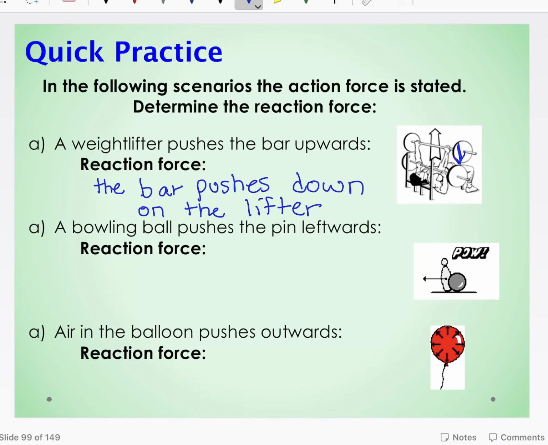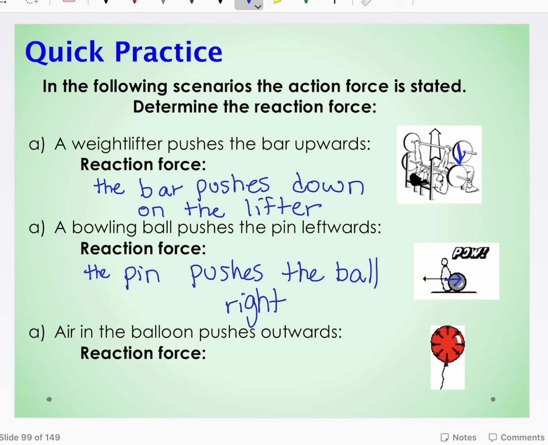Okay, in bowling, the ball pushes the pin leftwards, or left. The reaction force, equal and opposite, is that the pin pushes the ball right. All right, so all of this, Newton's third law, is about equal and opposite forces. If we have a balloon, air is pushing the balloon outwards, but the balloon is also pushing the air inwards. That's what creates that tension.